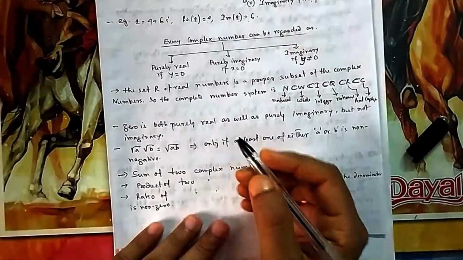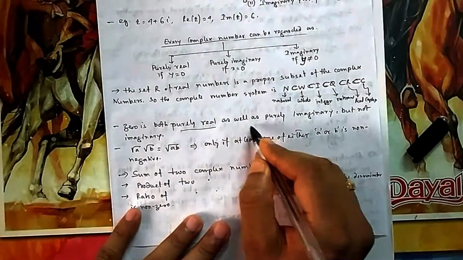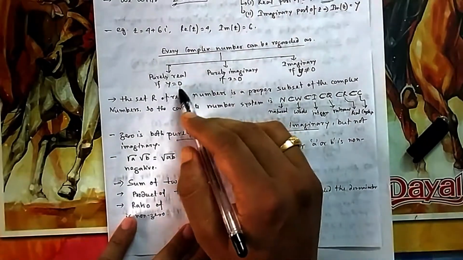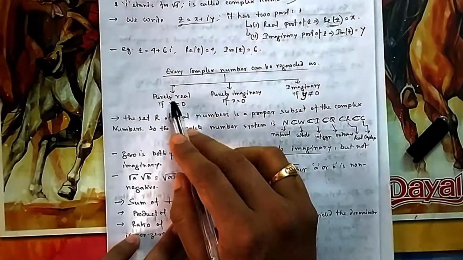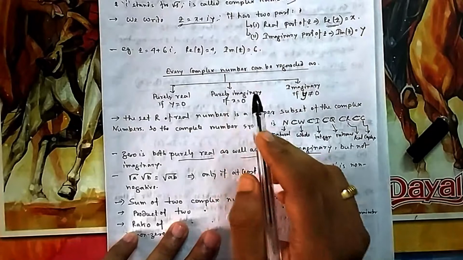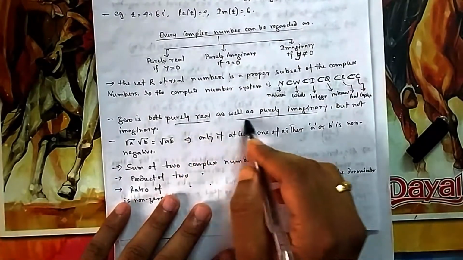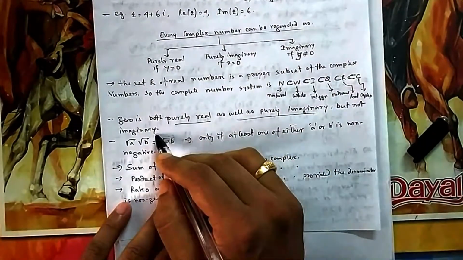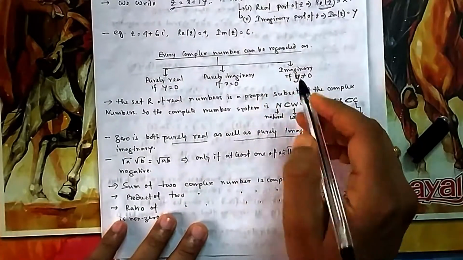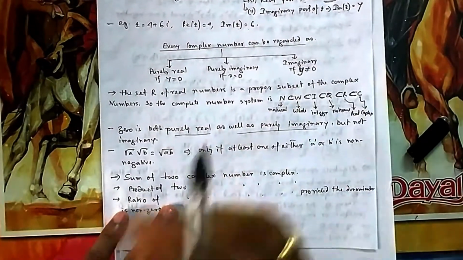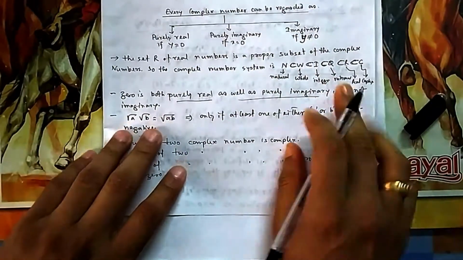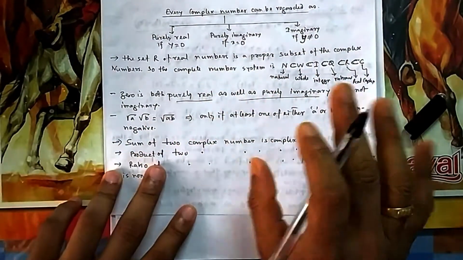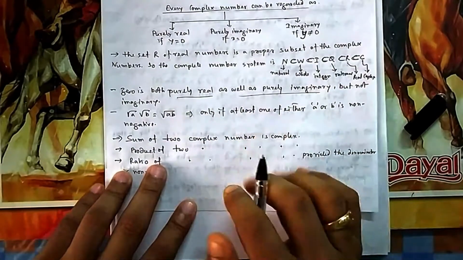So now some critical points. 0 is both purely real as well as purely imaginary, because in case of 0, if I write it as 0 plus 0i, this is also 0, this is also 0. If this is 0, then it is purely real. If this is 0, then it is purely imaginary. So 0 we will say is purely real, purely imaginary, but not imaginary. Simply imaginary we will not say, because y is not equal to 0. So you have to be careful. 0 is both real, purely real and purely imaginary, but you cannot say simply imaginary. You can say purely imaginary, you can say purely real.